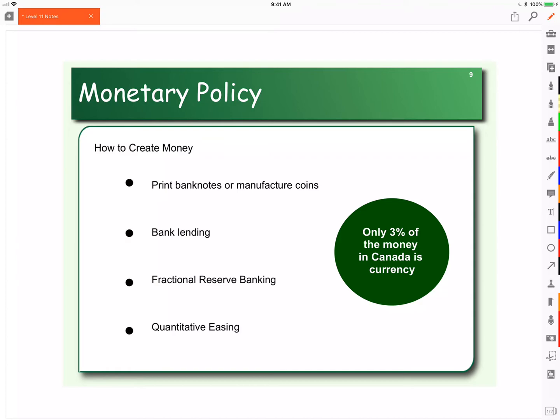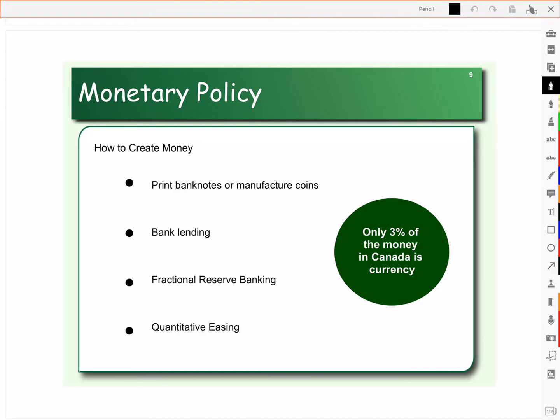Okay. But when we look at printing banknotes or manufacturing coins, only 3% of all of the money in Canada is in the form of currency, coins or notes. We said the majority of our money is actually electronic. And so we need to look at then how we create money electronically. Okay. Well, we can change the money supply. So when we talk about creating money, we're talking about changing the money supply.